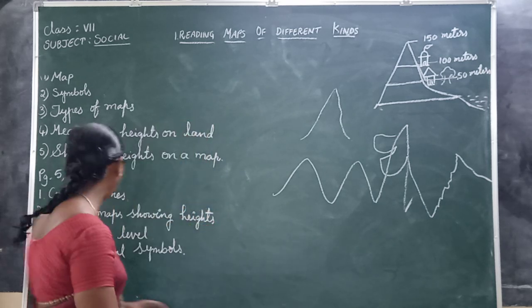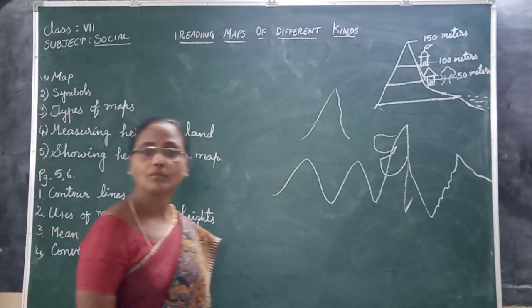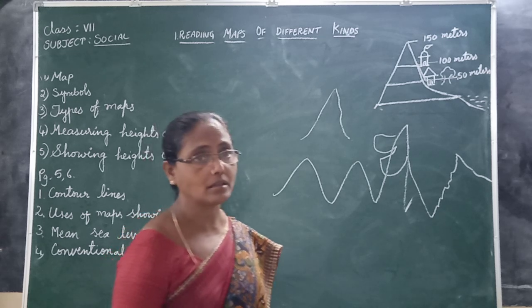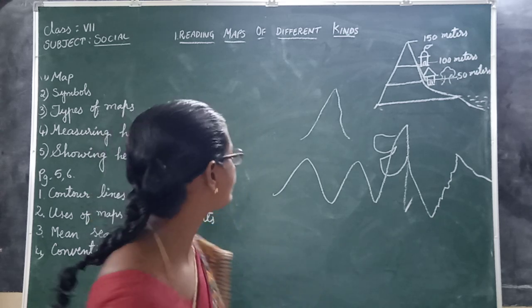Next, coming to the fourth point, conventional symbols. Already you know the symbols, conventional symbols. Some common symbols are used by the map makers.